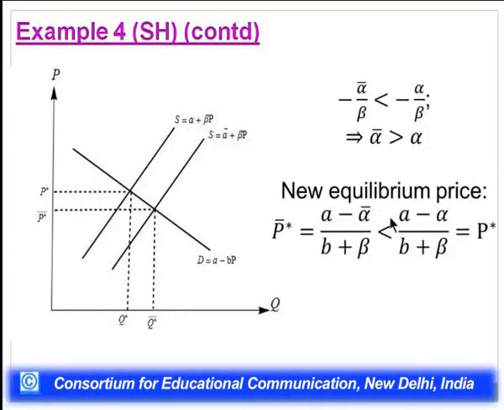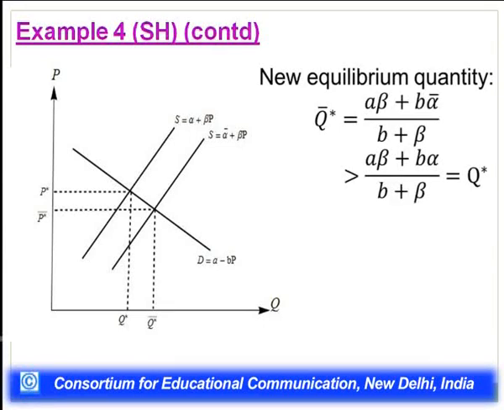So anyway, the algebra students can manage on their own. Here the new equilibrium price we get is A minus alpha bar upon B plus beta, which is clearly going to be less than A minus alpha upon B plus beta, because alpha bar is greater than alpha. So our new equilibrium price is less than the old equilibrium price, and similarly we get that the new equilibrium quantity is greater than the old equilibrium quantity. And I guess that's it from me.